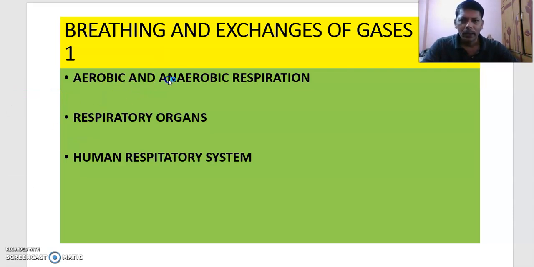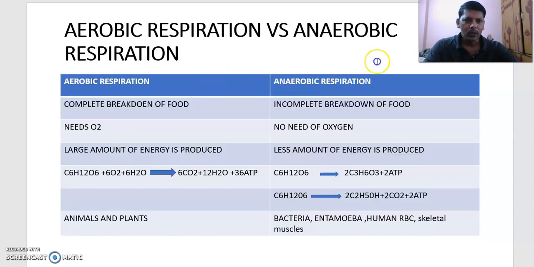Next, the differences between aerobic and anaerobic respiration. Some of the students may know the difference. Here, complete breakdown of food takes place in aerobic respiration. In anaerobic respiration, incomplete breakdown of food takes place. Next, aerobic respiration requires oxygen. Anaerobic respiration does not require oxygen.